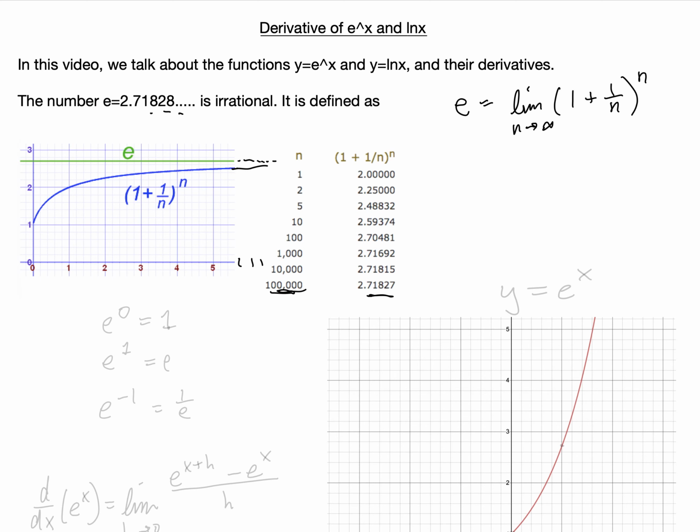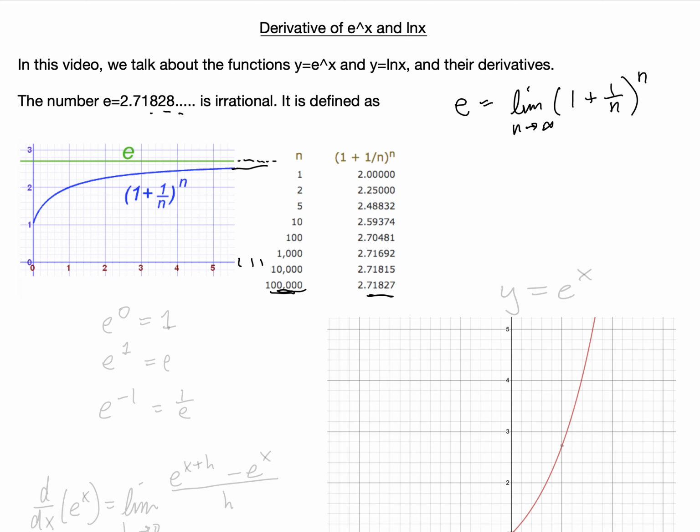So this is one definition of the number e, but there are other definitions that are equivalent as well. And the number e is a really important number in a variety of fields and applications. We're going to see one way that the number e is important in this lecture.